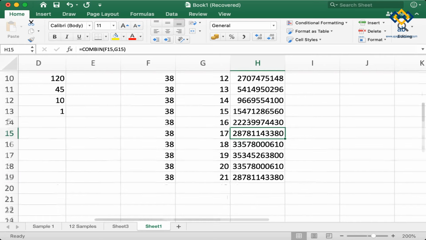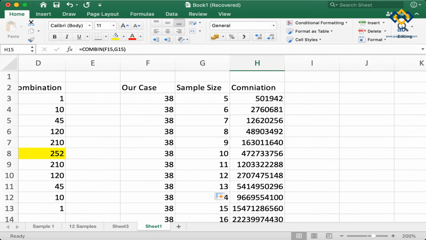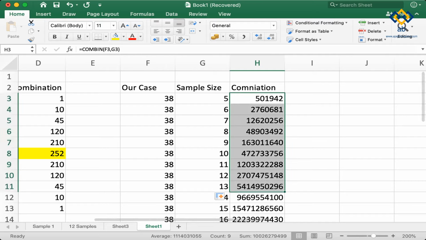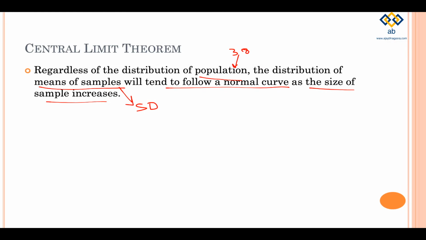So for any population size, it makes sense till half of its number. Beyond that the combinations start decreasing. So the story that I'm trying to tell you is a very important thing: as the sample size increases, the combinations also increase for any specific population size. In our case, our population size is 38, sample size is 5. If we increase the sample size beyond 5, it will further increase.